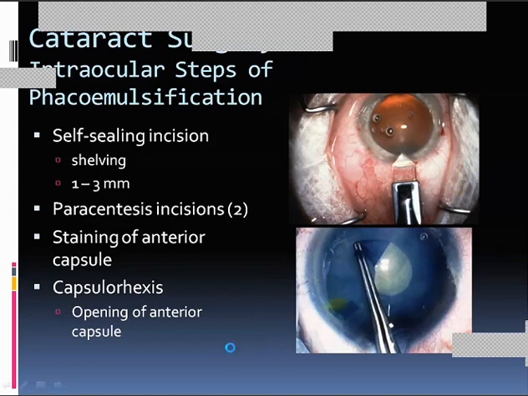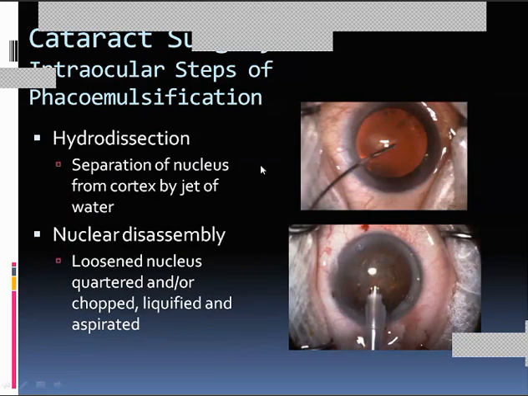Okay, then after capsulorhexis, we have to do the hydrodissection. That means the separation of the nucleus from the cortex by means of the water jet. And then what will happen? The lens cortex is separated from the nucleus. Then the loosened nucleus, by means of ultrasound, is chopped and liquefied and then aspirated like this.